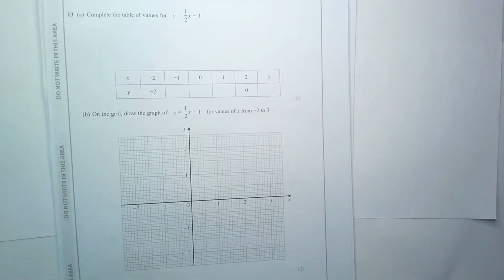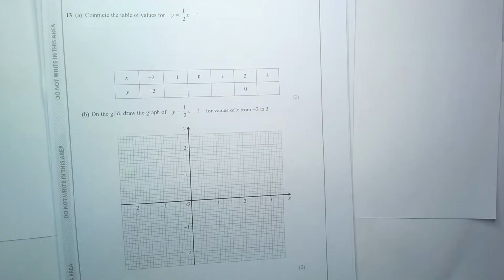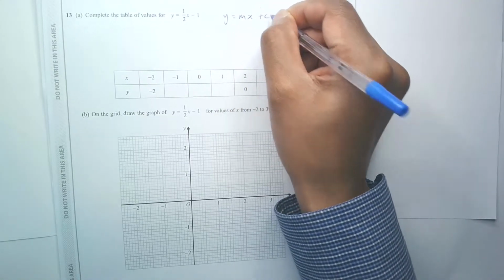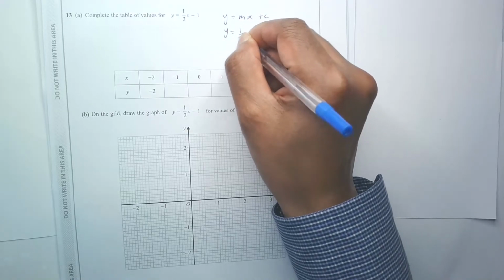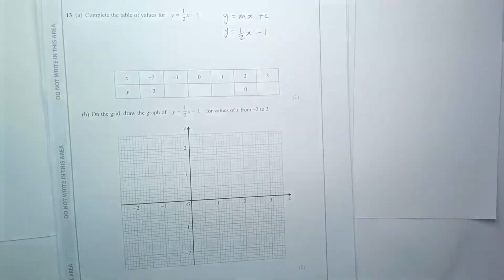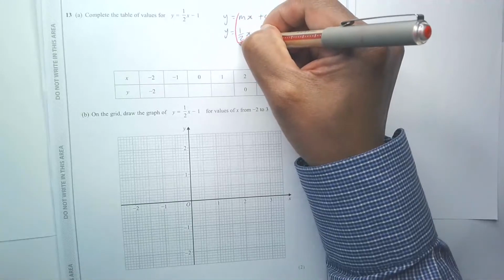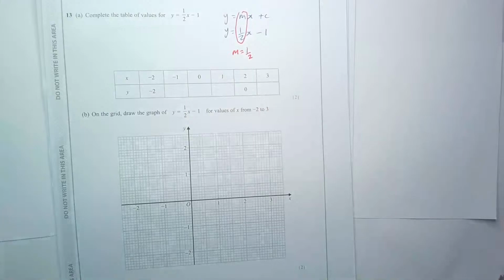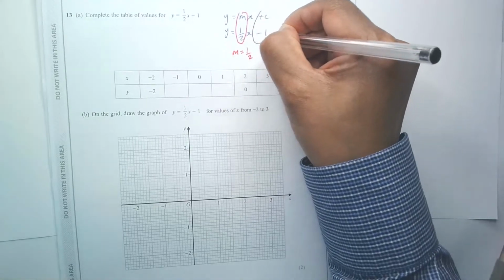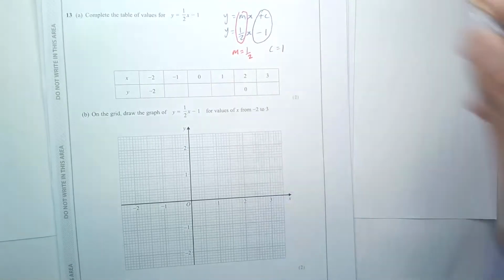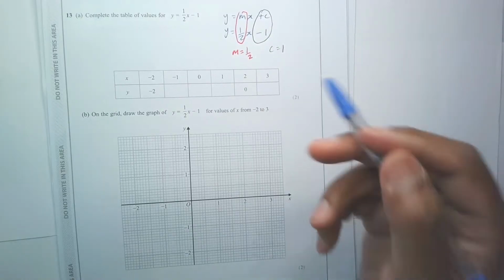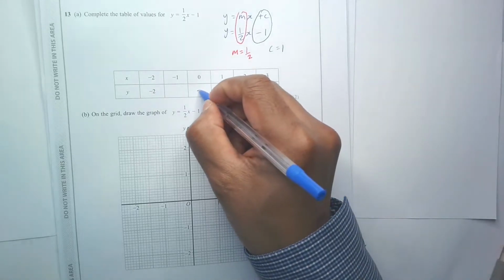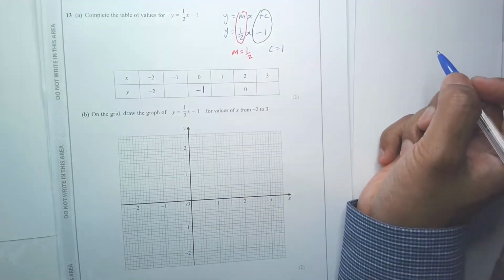Okay, so let me start. So we've got y equals mx plus c. And I've got my equation is y equals half x minus 1. So just like before, I can see that my m is going to be half. And my c is going to be minus 1. So like before, what we learned in the last question is we can just use c for 0, it's going to be minus 1.